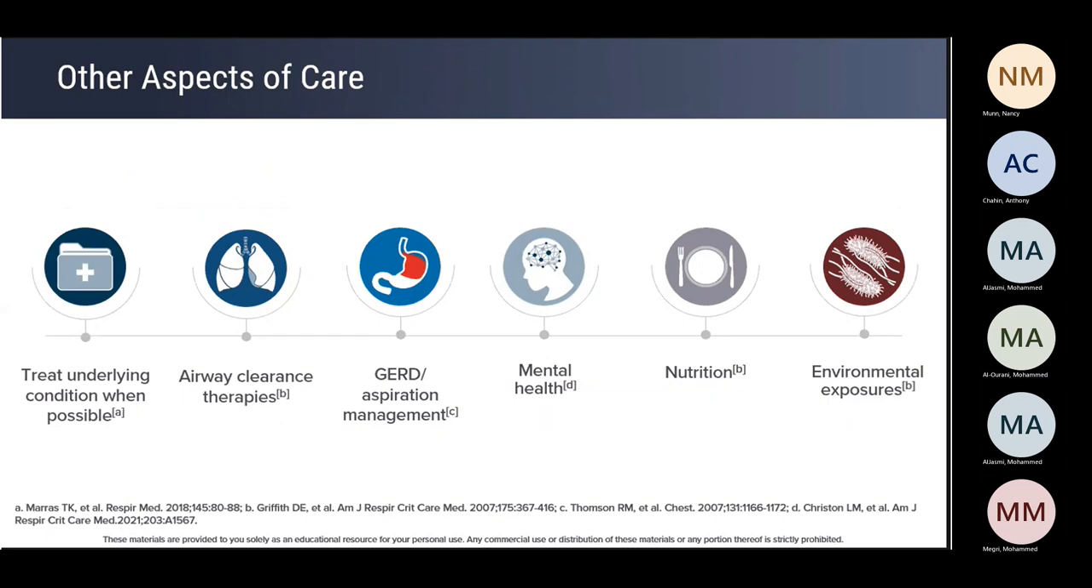So we'll just get towards the end of the presentation. There are other aspects of care that you really have to pay attention to besides the antibiotics: treatment of the underlying condition if applicable or possible, and then airway clearance. Regular bronchodilators; if patients have bad bronchiectasis, you have to do either manual chest percussion, or you can use vest devices to improve mucociliary clearance. You have to treat GERD, which is a big risk factor in these patients, and nutritional support is important. And if there's any environmental exposure, minimize that.